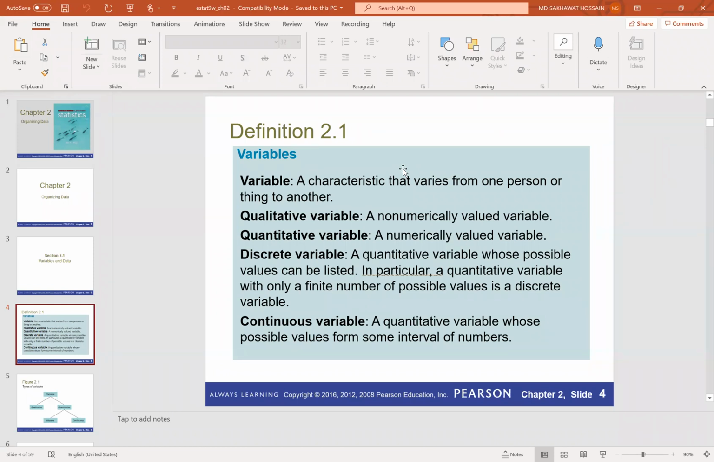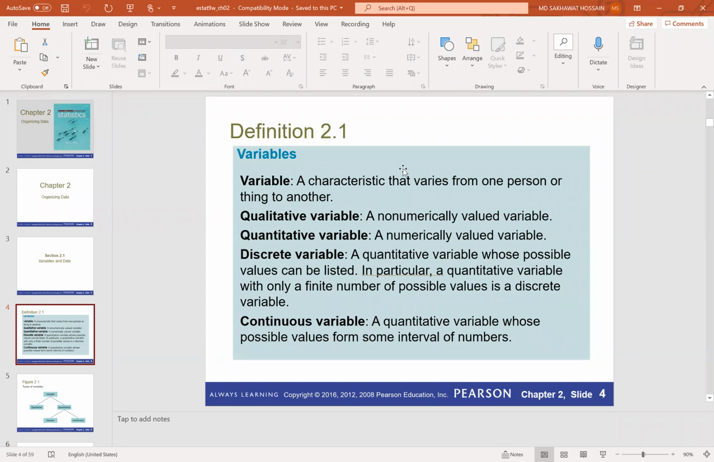Or you can say the CGPA of a student. This also varies from student to student. Or the midterm grade, or the first exam grade for this class, also differs from student to student. So this is also a variable. There are different types of variables.